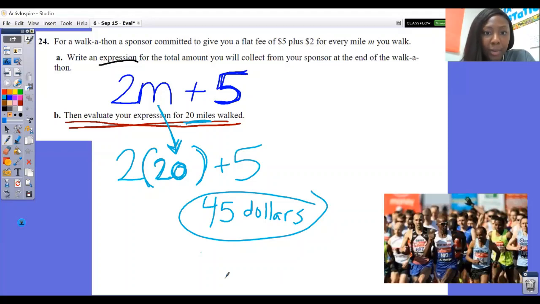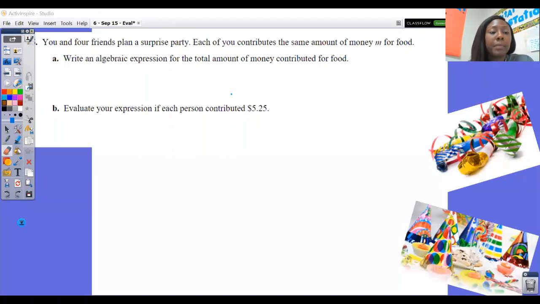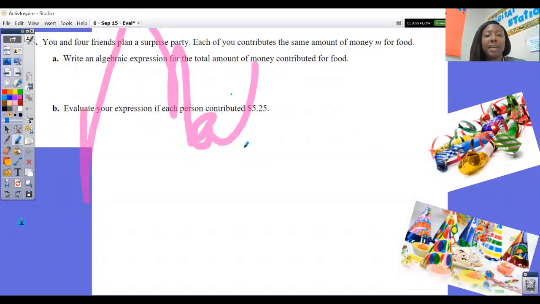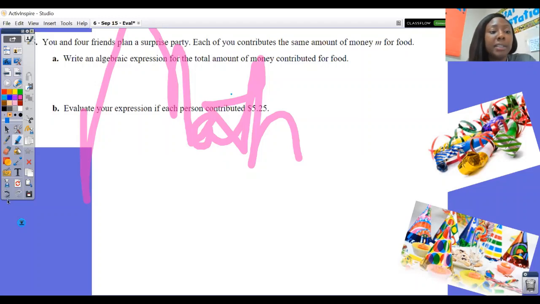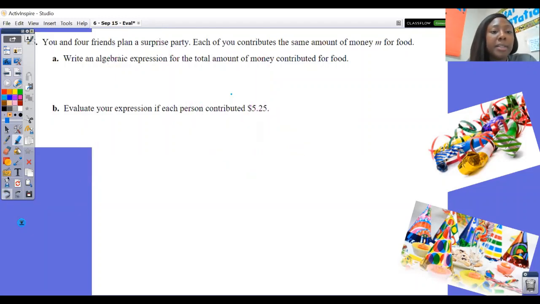Let's try another one. I believe there's another word problem. All right, so here is the next one. Math is fun. Woo, woo. Okay, sorry, just have to do that. All right, so here we go.